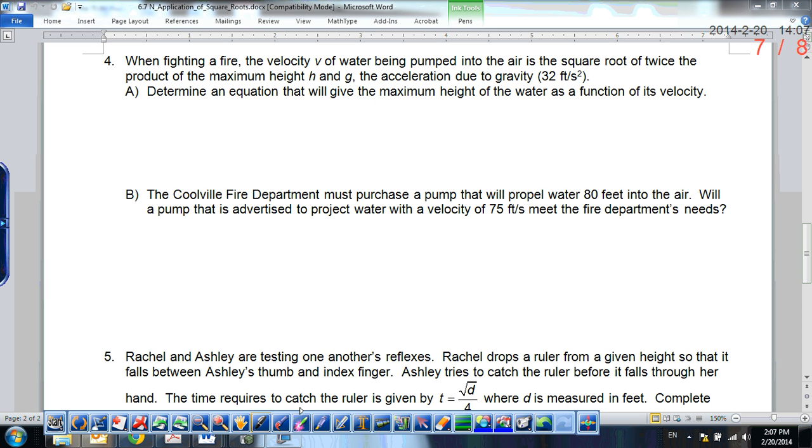In fighting a fire, the velocity v of water being pumped into the air is the square root of twice the product of the maximum height and the acceleration due to gravity, 32 feet per second squared. Determine an equation that will give the maximum height as a function of its velocity.